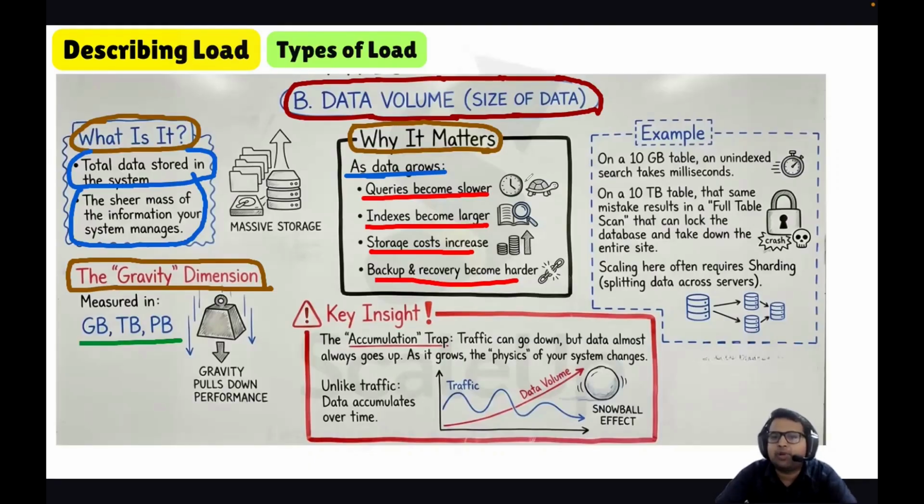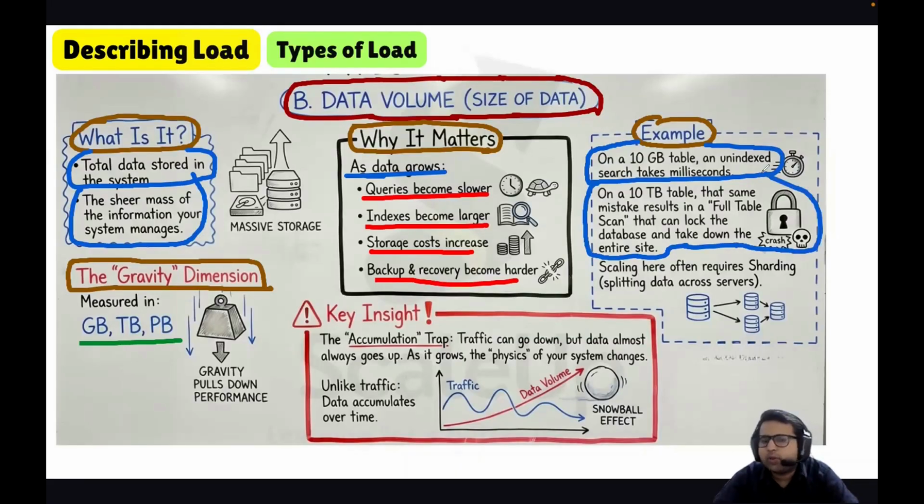Now let us look at an example of describing the load as the size of the data. On a 10 GB table, an unindexed search takes milliseconds. On a 10 TB table, that same mistake results in a full table scan that can lock the database and take down the entire site. So once the data volume increases, queries and searches become slow, and the system may crash.